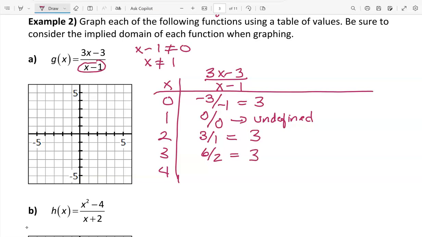And guess what's going to happen when we use 4? We're going to get 9 divided by 3, which is equal to 3. So it appears that our y values are always 3, except for when x is equal to 1. So x equals 0, y is 3, x equals 1, we don't have a point there, but in all other instances, the y value is equal to 3, so what we really have here is a horizontal line with a hole in it. This is what we call a removable discontinuity.